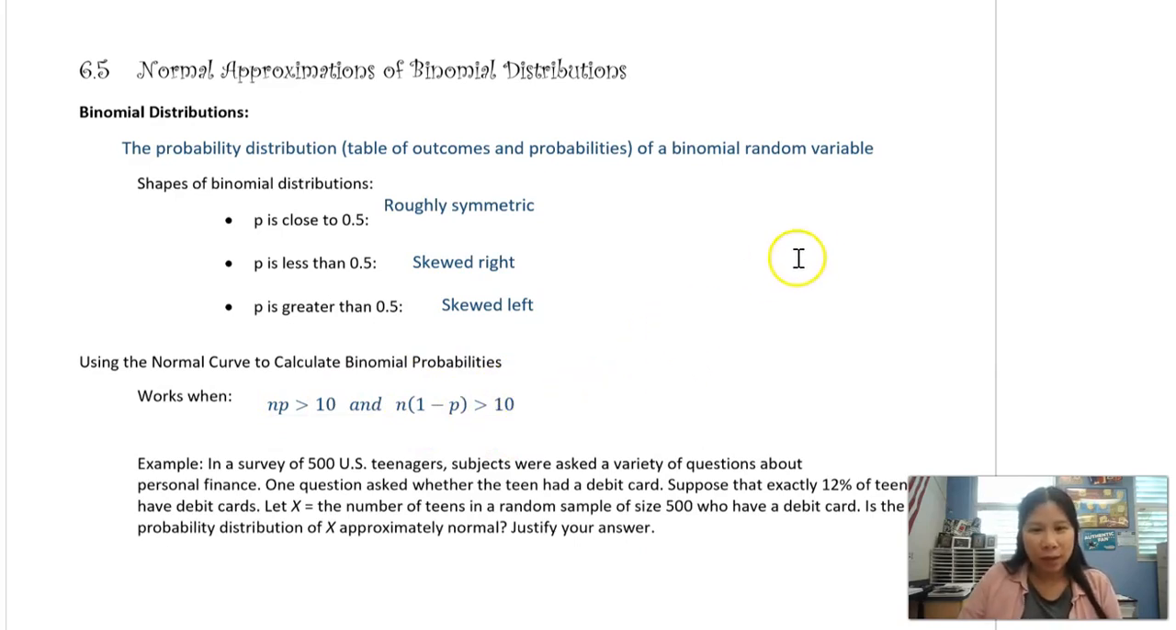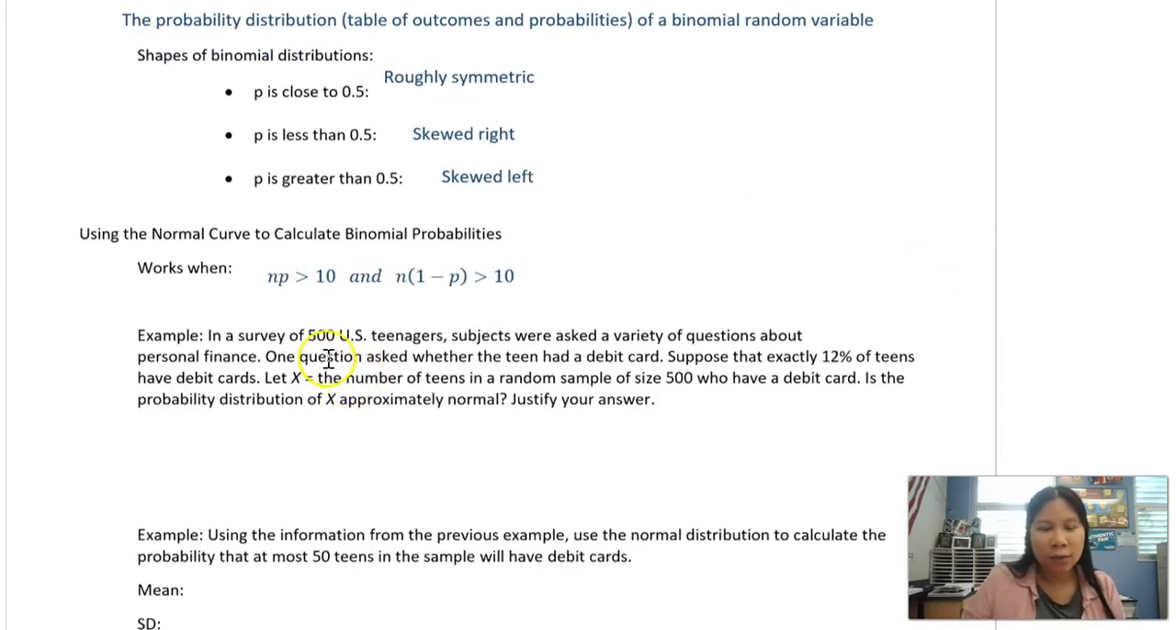So let's check this with the next example. We have a survey of 500 U.S. teenagers. Subjects were asked a variety of questions about their personal finance. One question asked whether the teen had a debit card. Suppose that exactly 12% of teens have debit cards. So that right there is our p, our probability of success. We're letting x be the number of teens in a random sample of size 500, so there's our n, who have a debit card. Is the probability distribution of x approximately normal?